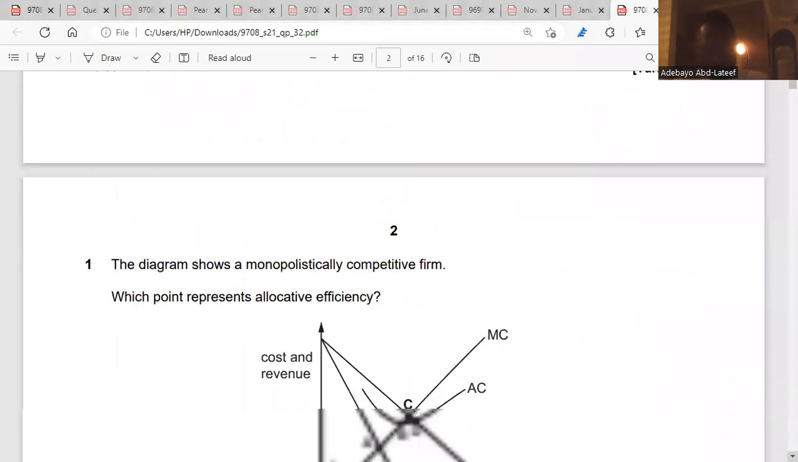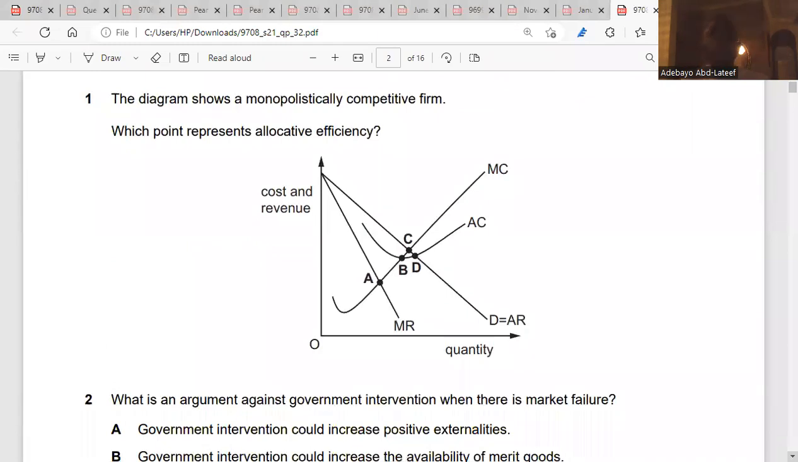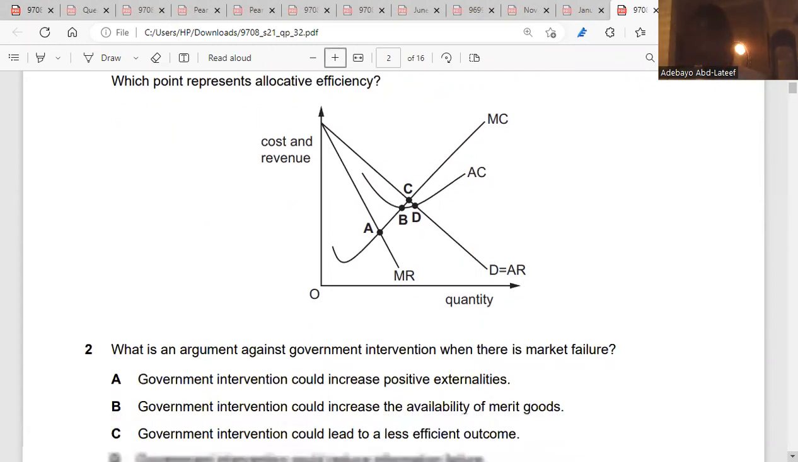So the first question says, the diagram shows a monopolistically competitive firm. Which point represents allocative efficiency? We should know what allocative efficiency is right now. It's when your marginal revenue equals your marginal cost equals your average revenue, where your marginal cost is the same as your average revenue, at point C. So, do you get it? Good. We go to question 2.